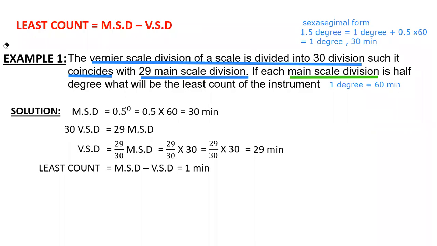Yeah, Vansh. Sir, I am not getting how VSD is equal to 0.9 mm. Because your 1 mm was divided into 10 divisions, no? If your 1 mm is divided into 10 divisions, what is the smallest division on it? That we are calculating. Okay, sir. Thank you.